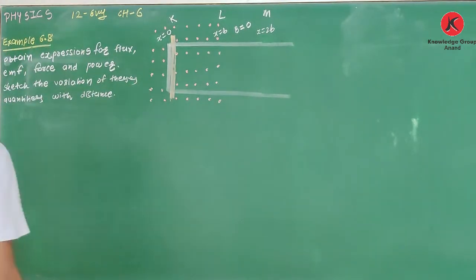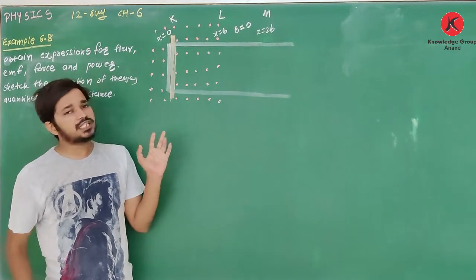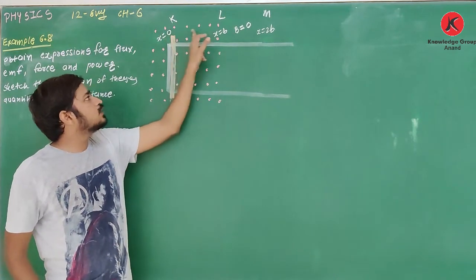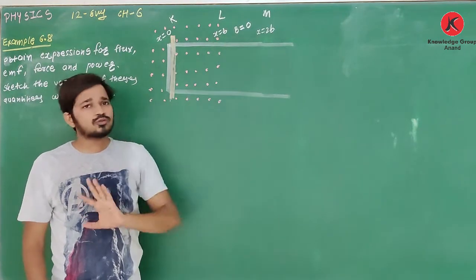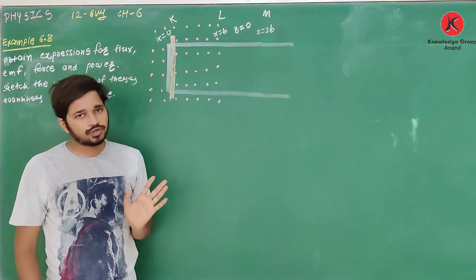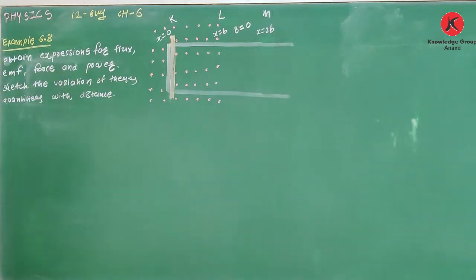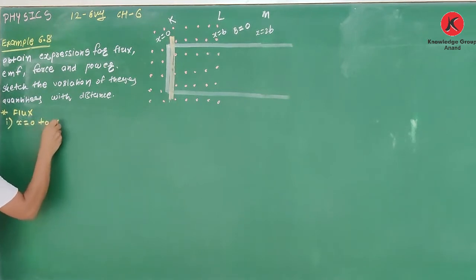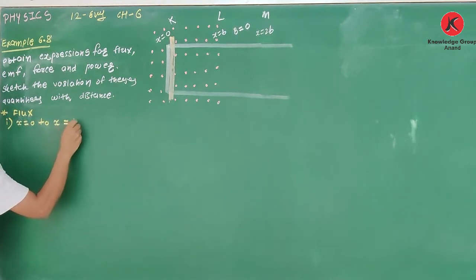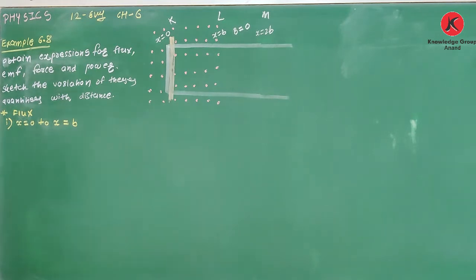See, we will divide this whole region in two parts. How? x is equal to 0 to x is equal to b because there is magnetic field. And x is equal to b to x is equal to 2b because there is no magnetic field. So first of all I will find flux. For flux, in the first region, that is from x is equal to 0 to x is equal to b.